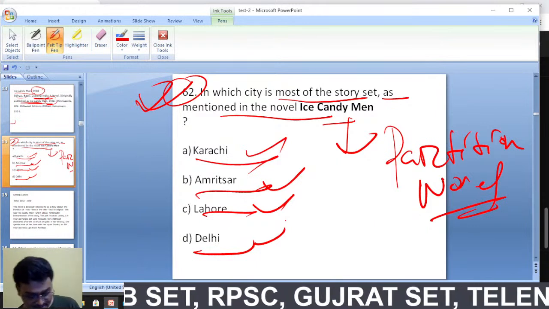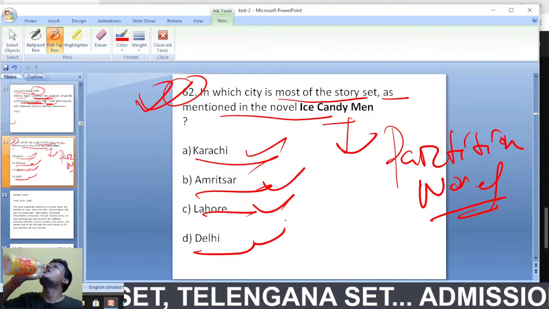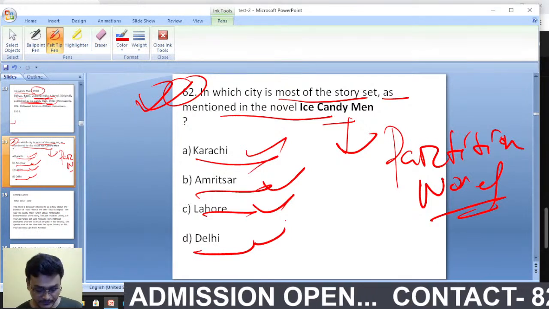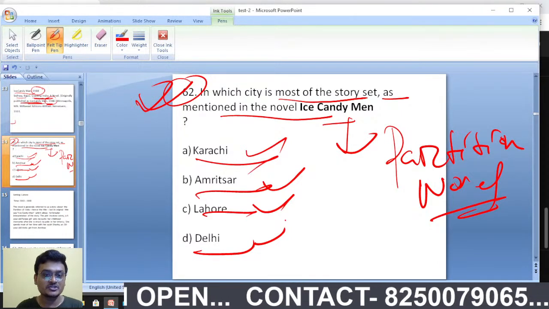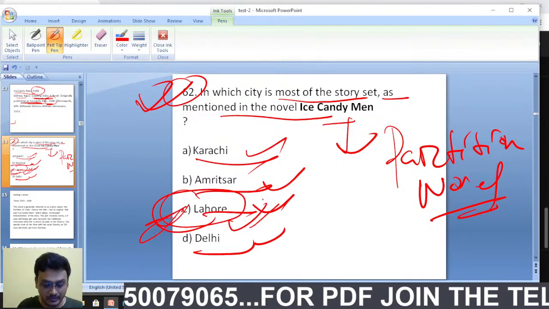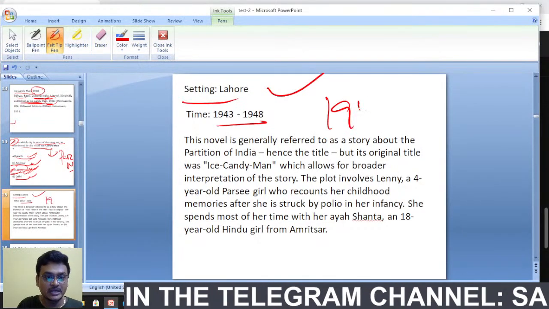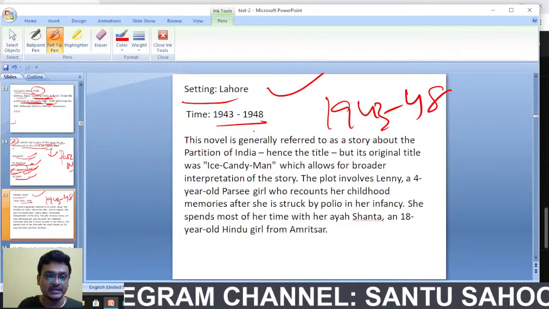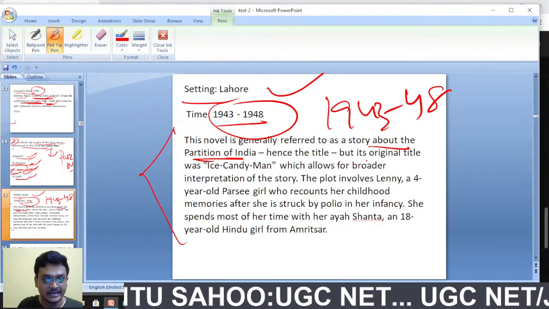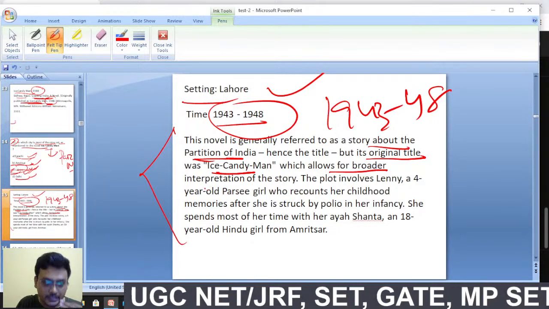Exactly. Fantastic, Sujit. Excellent. In which city is most of the story set as mentioned in the novel Ice Candyman? This is Lahore. Excellent, Sujit. Lahore is the right answer. Setting is Lahore. The time is 1943 to 1948. This novel is generally referred to as the story about the partition of India. Hence the title Cracking India, but its original title was Ice Candyman, which allows for broader interpretation of the story.